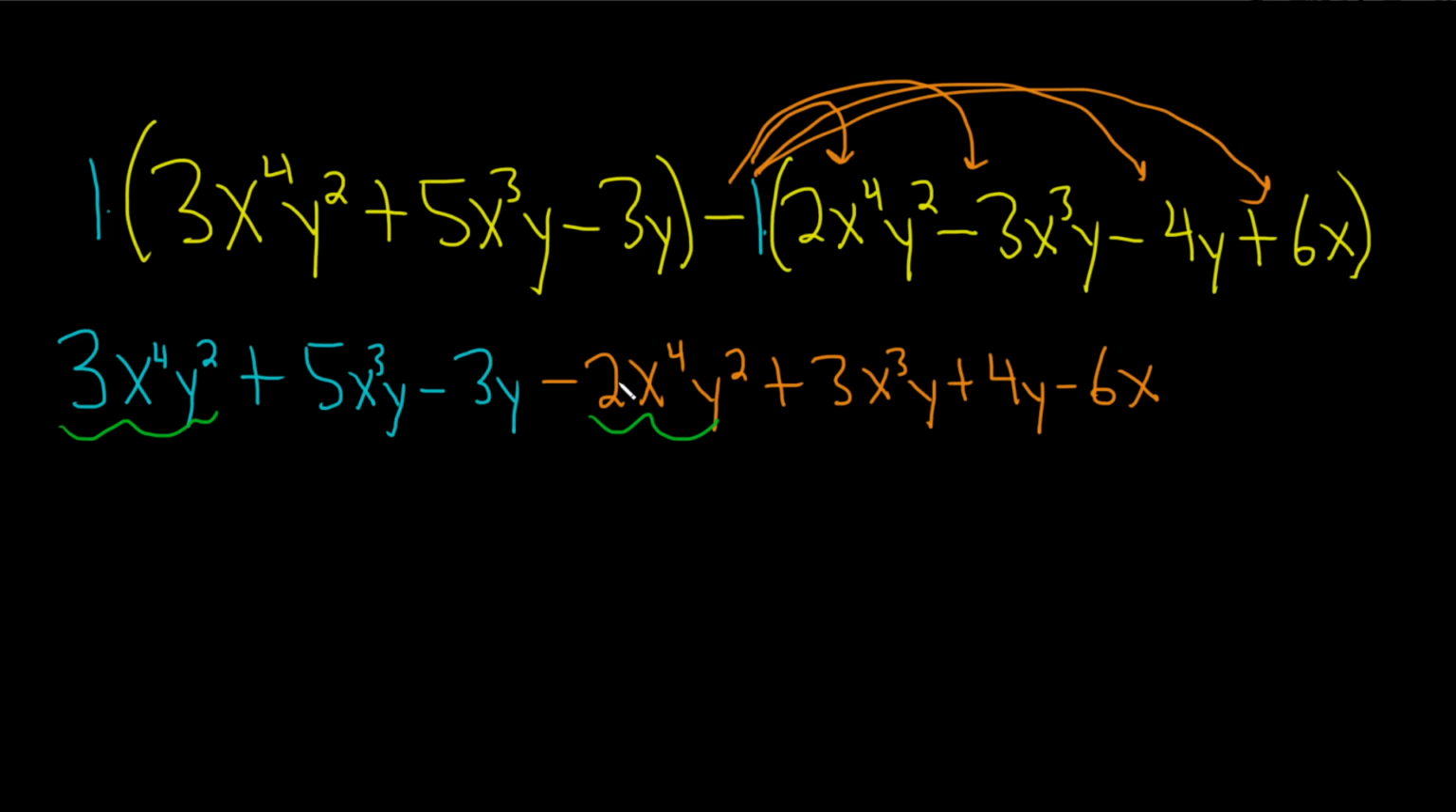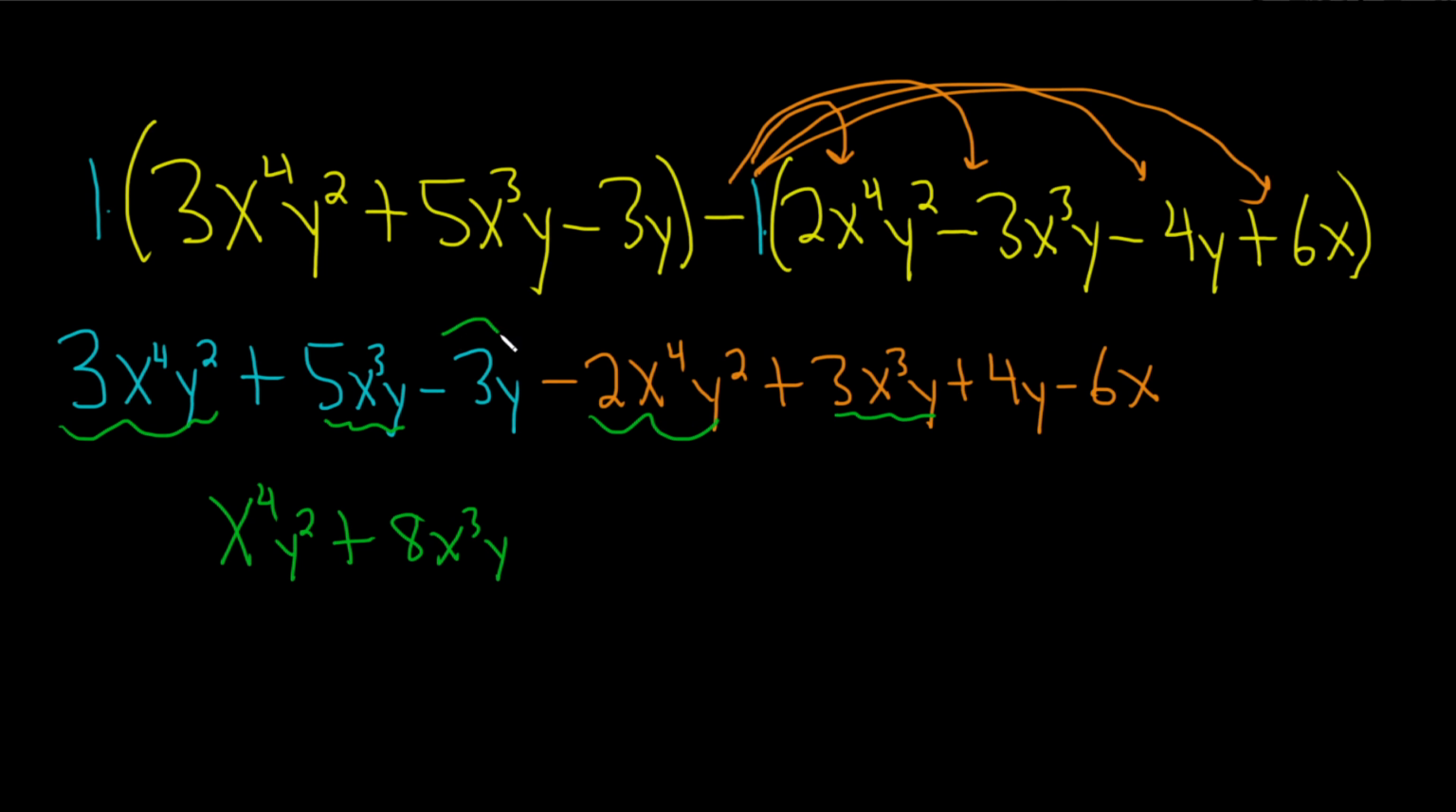So 3 minus 2 is 1. So we're just going to get 1 x to the 4th y squared. There's really a 1 here, right? Because 3 minus 2 is 1. But you don't have to write the 1, so I'm going to magically erase it. There we go. Let's look at the x cubed y's now. We have 5 of them here and 3 of them here. That's going to become 8. So we have 8x cubed y.